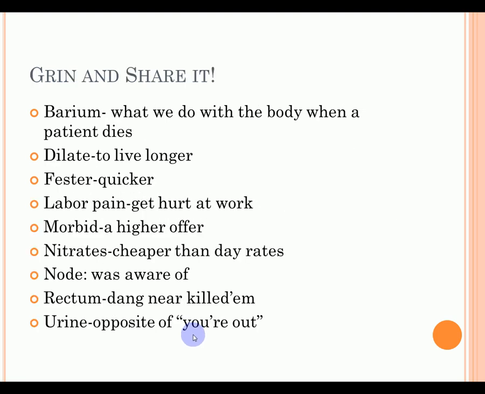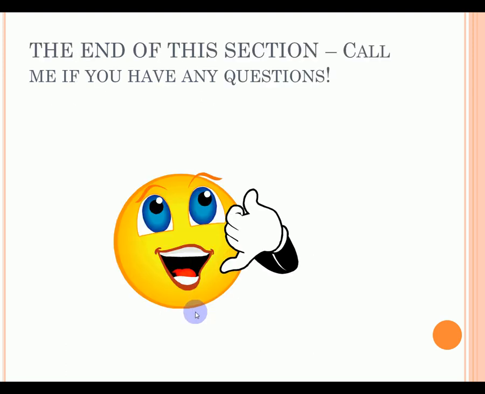All right, grin and share it. Bury them. What do we do with the body when a patient dies? We bury them. Dilate is to live for longer when you dilate. Fester, quicker. Labor pain is to get hurt at work. Morbid is a higher offer. Nitrates is cheaper than the day rates. Node was aware of. Rectum dang near killed him. Urine is the opposite of you're out. So just some funnies.